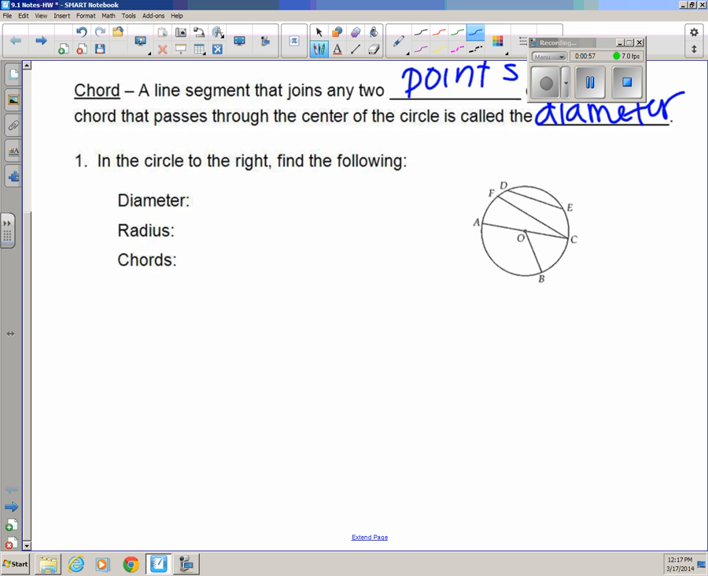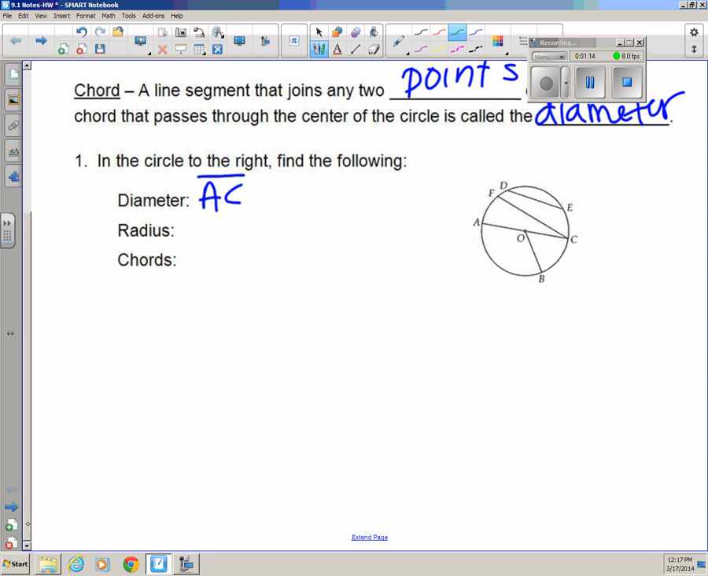So take a look at the picture and take a look at what they're asking you to do. They're asking you to find the following. I'm only looking for one answer. There might be multiple for some of these, but they want the diameter. The diameter is a chord that passes through the center, which means it's a line segment. You have to label it as such, line segment AC.